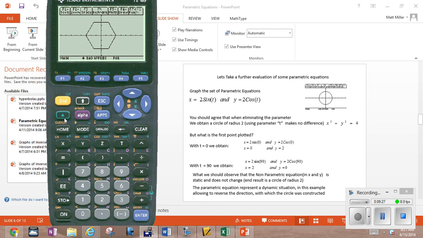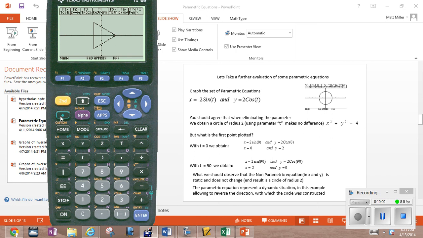Now, I just said 120, so that's what I want to do next, is change the t-step to 120. Well, not 120, but 2 pi divided by 3. And the graph should be an equilateral triangle. There it is. And there's my equilateral triangle, plotting every 120 degrees.